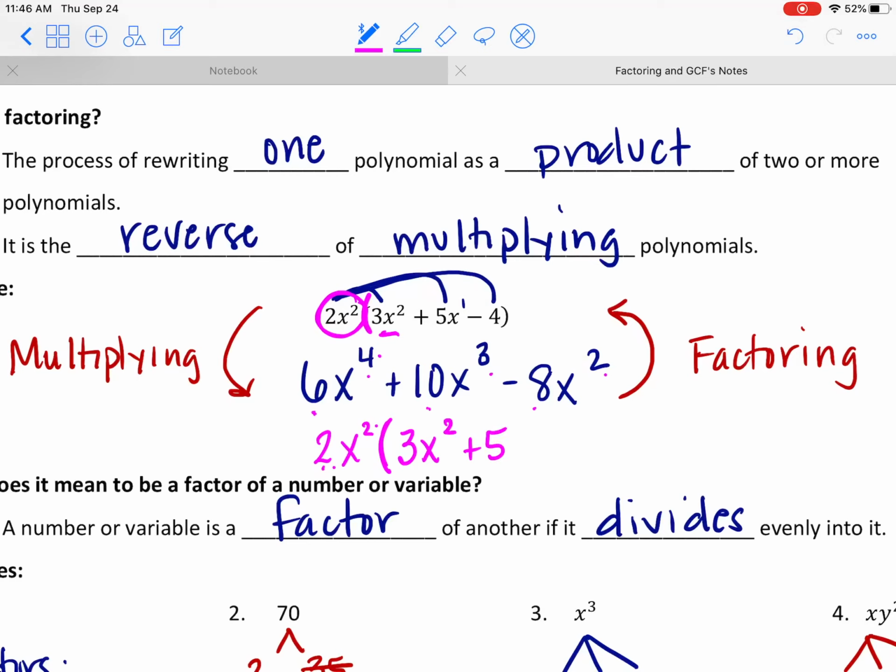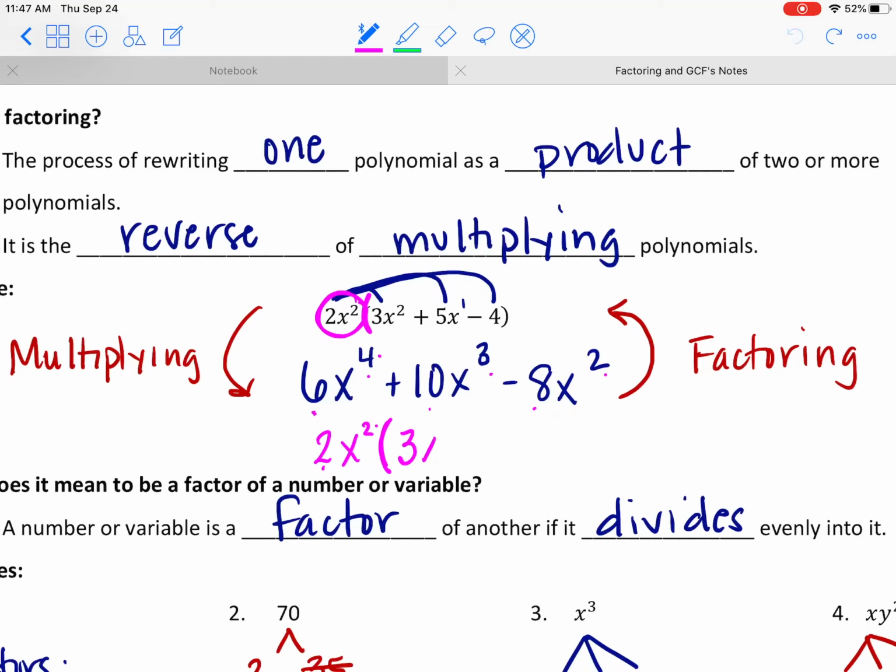And then 10 divided by 2 gives me a positive 5. And then if I had 3 x's, but I take 2 of them out, I'm going to have 1 left, and I see that here. And then negative 8 divided by 2 makes a negative 4. Those 2 x's get divided out, no x's left, and I see that. And that's it. So I had 3 terms, divided 3 times, got 3 results, and then ended my parentheses. Okay? So that's the process we're looking at.